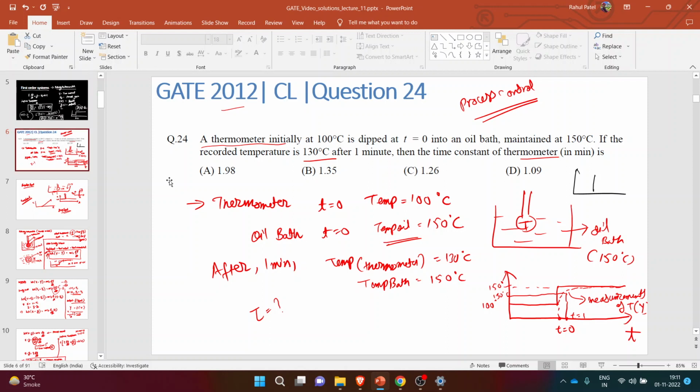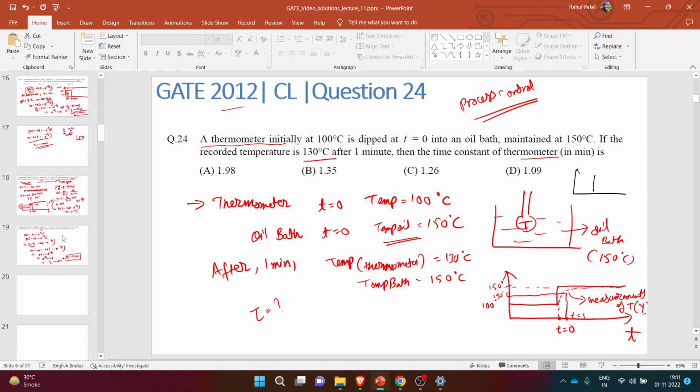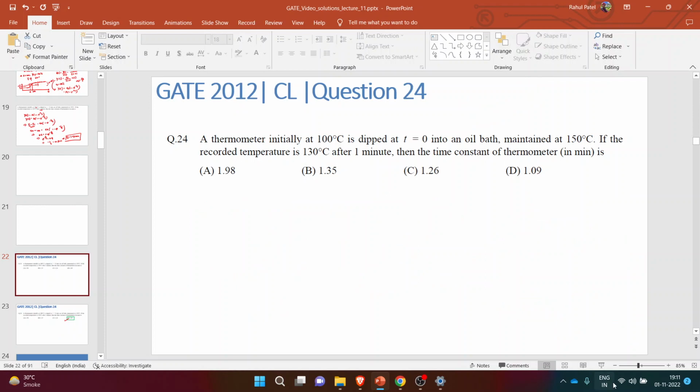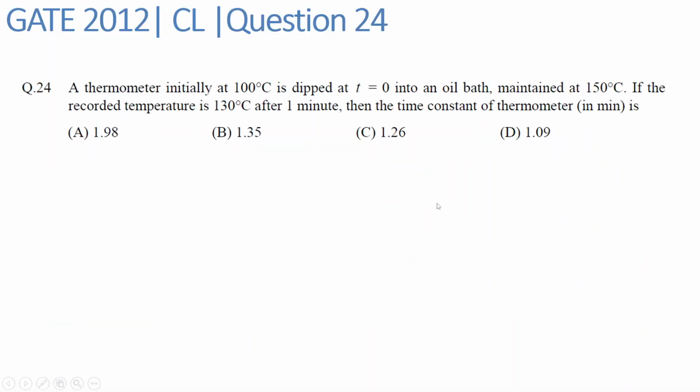In the last class we looked at this thermometer example from GATE 2012, question number 24. We will revise this question again. In this question, we were given that the thermometer at 100 degrees Celsius is dipped at time t equal to 0 in an oil bath maintained at 150 degrees Celsius. If the recorded temperature is 130 degrees Celsius in 1 minute, we have to calculate the time constant, tau.